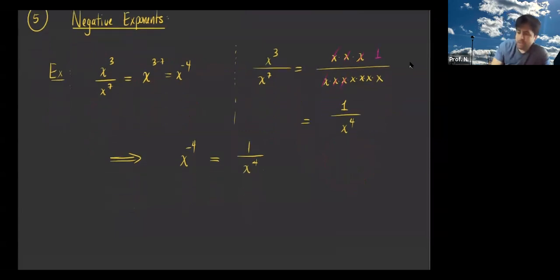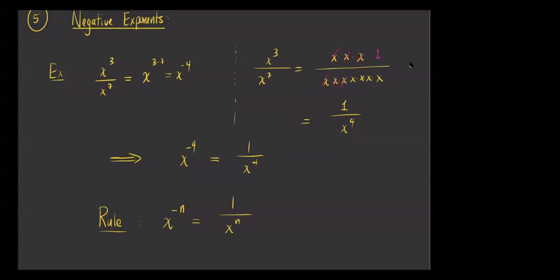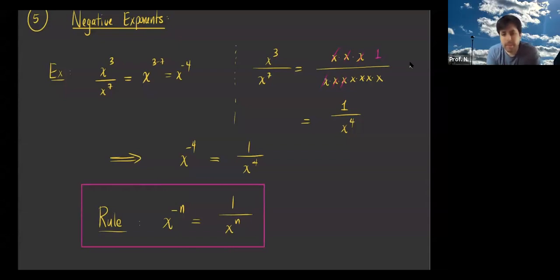So then what's the rule, guys? The rule is that if I have x to the negative nth power, what's going to be the result? It's 1 over x to the n. That's the rule. If I have a negative exponent, make it positive by doing what? Placing it in the denominator.